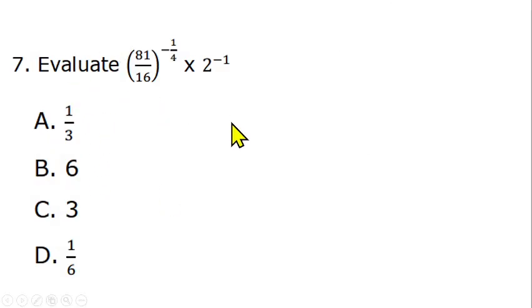Question number 7 is from indices. You have to evaluate 81 over 16 raised to power minus 1 over 4 times 2 raised to power minus 1. Like I told you, it's from indices. Then how can we simplify this? We know that 81 over 16 raised to power minus 1 over 4 means the inverse of 81 over 16 raised to power 1 over 4. So the minus means you should invert this.